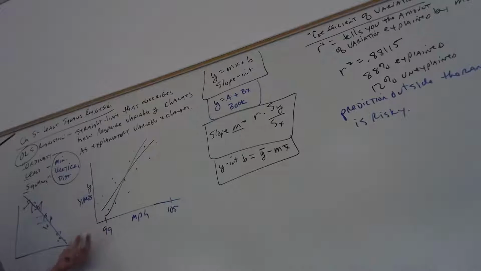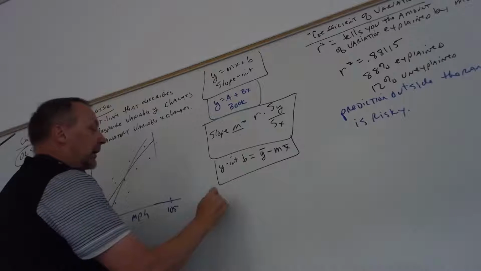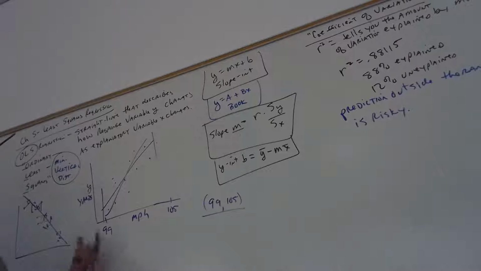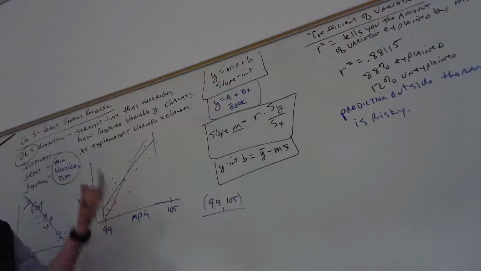Now, it's really good for those ranges. Maybe I could go with, say, 98 or 106, right? But if I go clear down to 0, it says the ball's going to go backwards. Even if I went 10 miles an hour, the ball's still going to go backwards, according to the equation. That's why, remember on the first test I told you I wanted the range, and the range was 99 to 105. That's why I want you to know those endpoints, because it's really good to predict. You can follow that line and predict how far it would go. But it's not so good if maybe I hit it 80 miles per hour or 120 miles per hour.